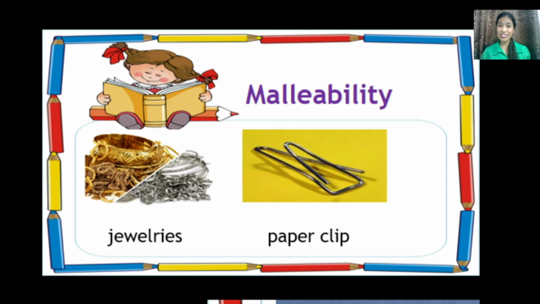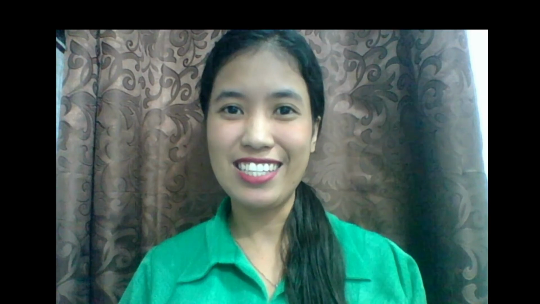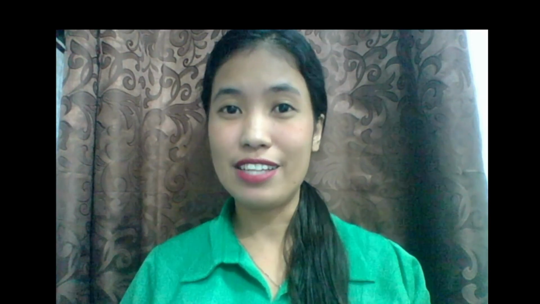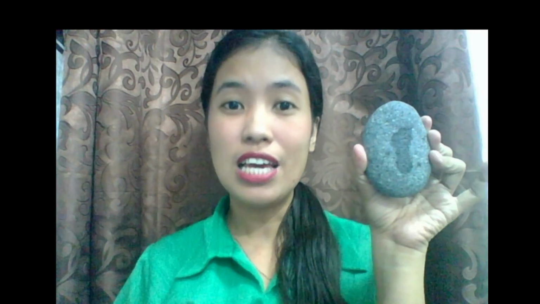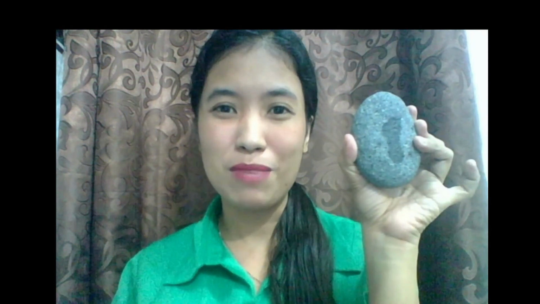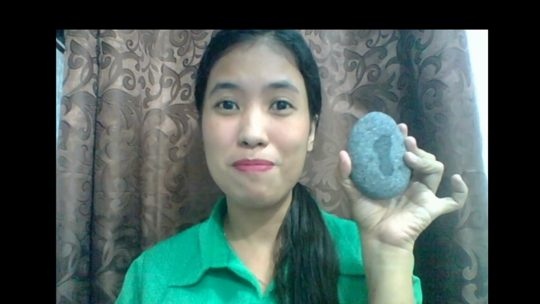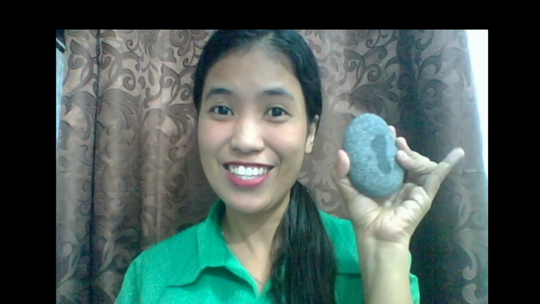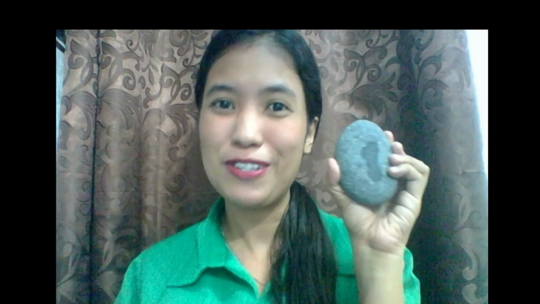Okay, so let's continue. Some solids are made up of strong materials, so they do not break easily. That's why they last for a long time. So just like this rock, even if I hit this rock so hard, it does not break because it is made up of strong materials. And that is another characteristic of solid.